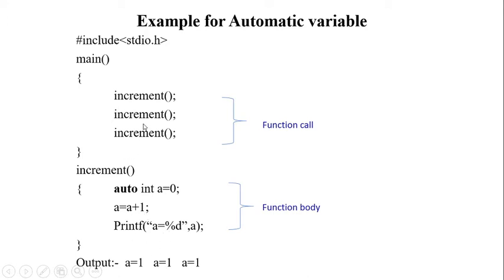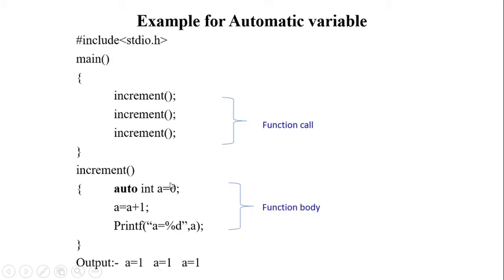Then again the control switches to the main function, the third call to increment, then again control switches to the increment function body, then A will be initialized as 0, A is equal to A plus 1, then A is equal to 1. So for three function calls we are getting the same answer, A is equal to 1.